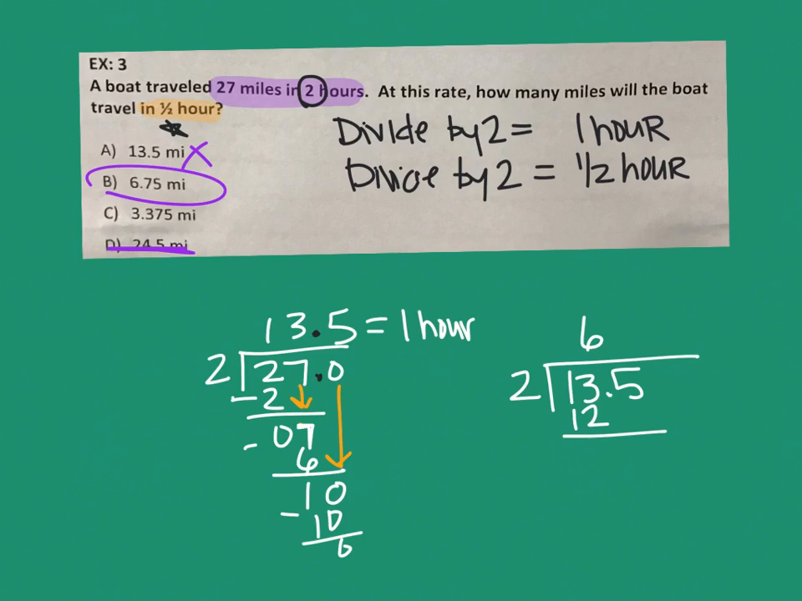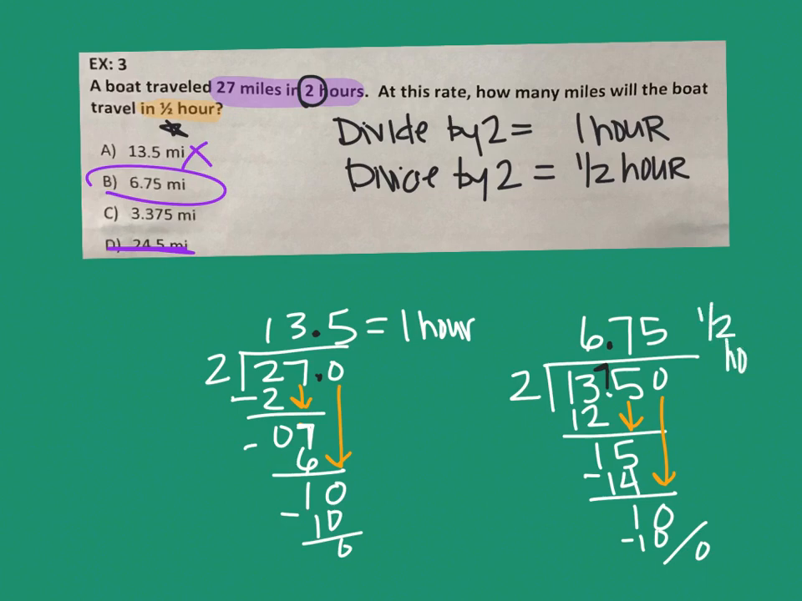If I had to finish dividing, if it wasn't multiple choice, 3 minus 2 is 1. Bring down the next digit. 2 goes with 15 7 times. And I would bring the decimal up into my answer. 7 times 2 is 14 with 1 left over. I need to add my own 0 and then bring that down. And then 2 goes with 10 5 times with nothing left over. So the 6.75 is what I did in half an hour of time instead of 1 full hour.